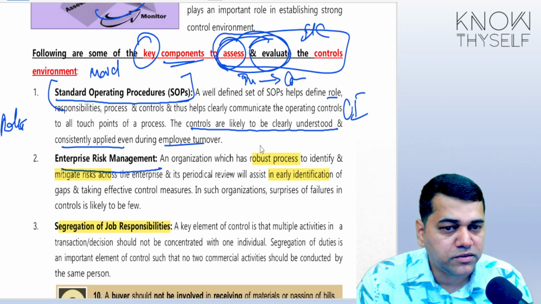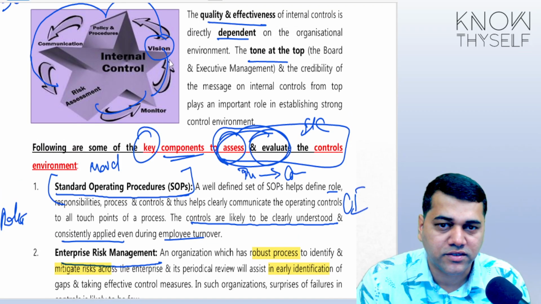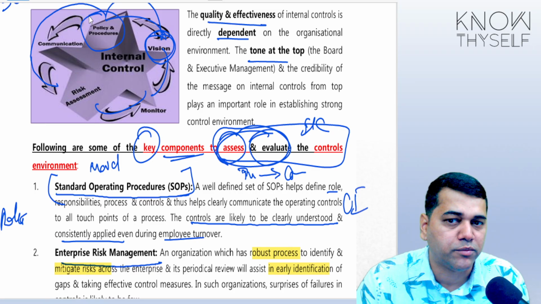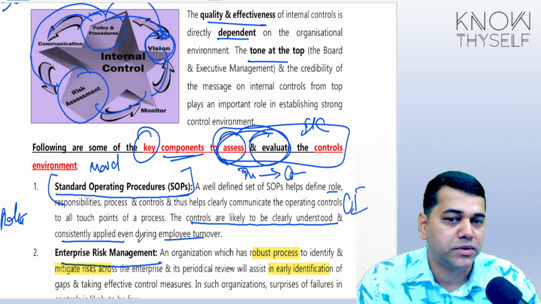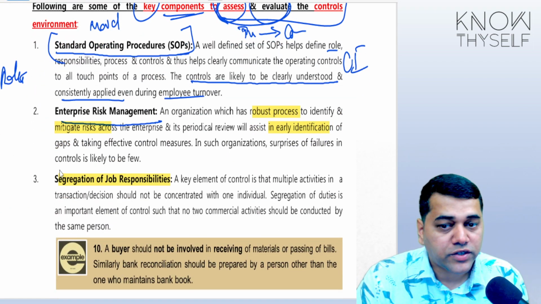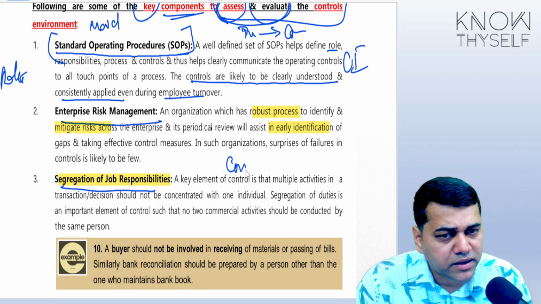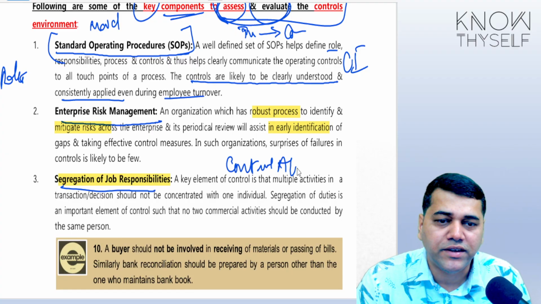Risk management means more like identification. Okay, see, this is your standard operating procedure. Based on your vision, you define your standard operating procedure. You communicate it. After this, you will try to do the risk management. Then you segregate the job responsibility. I can compare it more like control activities.